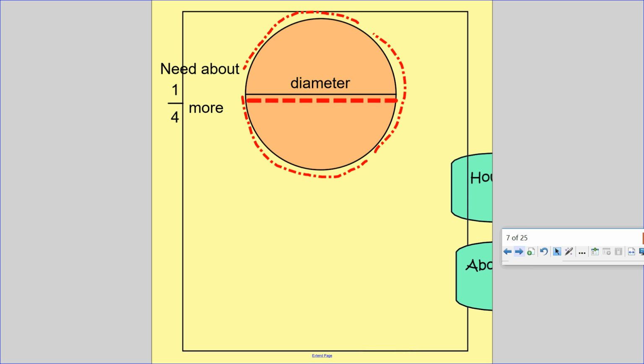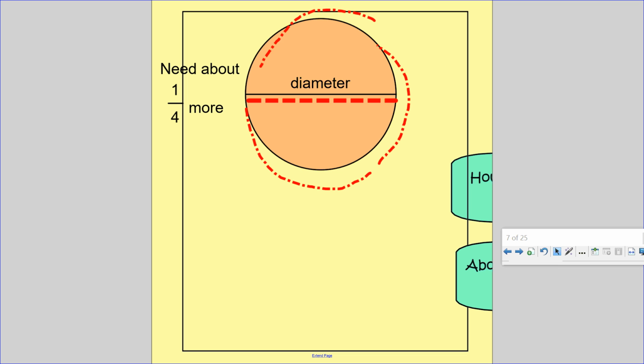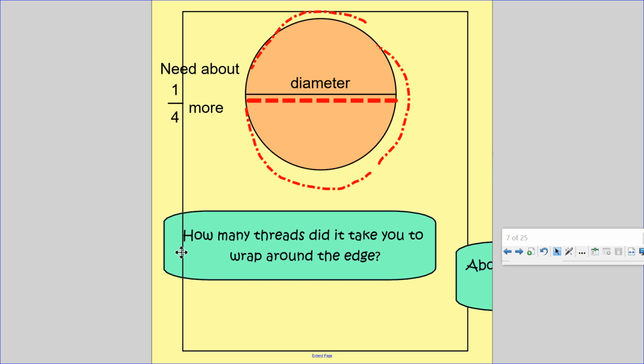Well, it will be 1 diameter, 2 diameters, and 3 diameters. However, it's not completely 3 diameters. There's a little gap, so it is 3 and a little more. It's about 1/4 more, a little less than 1/4. So it's 3 and a little more. So how many threads did it take you to wrap around the edge or the perimeter of the circle? About 3 and a little more.